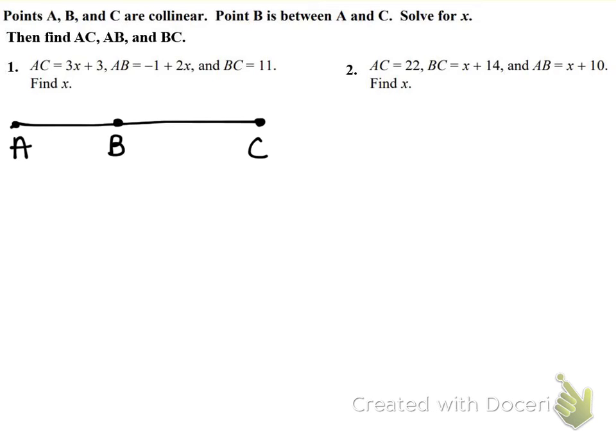This is where if you have 3 colors, you can do what I do. I'm going to take one color. Our goal is to find X and then find some lengths. I know that AC is 3X plus 3. So I'm just representing that from A to C is 3X plus 3. Then I know that AB is negative 1 plus 2X. And then we know BC is 11.